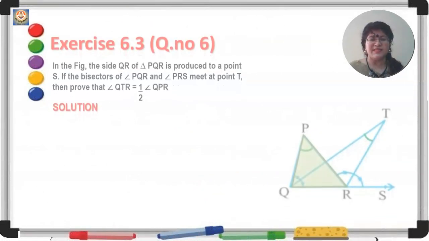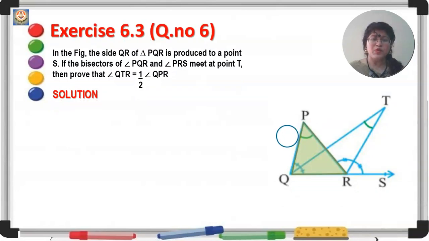Okay, now this is question number 6. In the figure, QR of triangle PQR is produced to a point S. So we are extending this QR and it is produced to this point S. And if the bisectors, now this is very important, if the bisectors of angle PQR and angle PRS meet at point T, it means QT is the bisector of angle PQR and TR is the bisector of angle PRS. And this is what you need to prove.